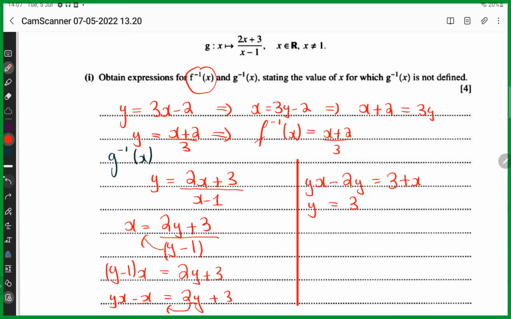let me do it properly. When I take y common, I would be left with (x minus 2), and this is 3 plus x, and finally y is equal to (3 plus x) divided by (x minus 2). And please don't forget to write down g inverse of x, because this is what you were asked to find. So g inverse of x would basically be (3 plus x) divided by (x minus 2).